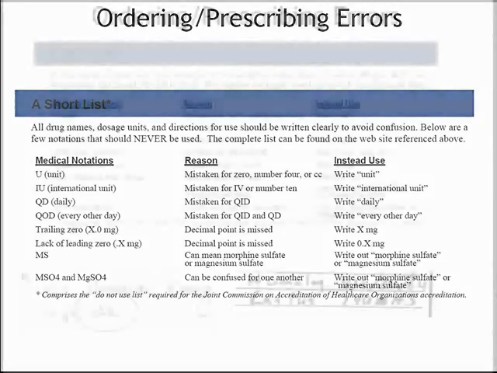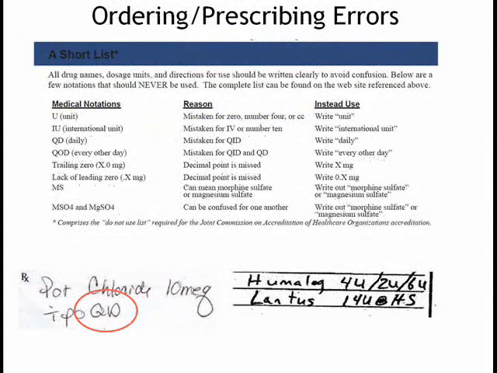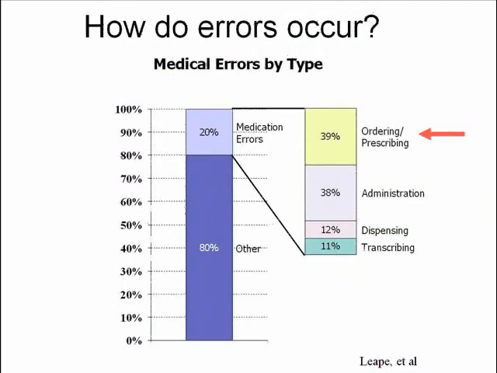For example, the abbreviation for every day is QD, and the abbreviation for every other day is QID. A poorly written prescription could easily cause these two abbreviations to be mixed up. Poorly written prescriptions can affect whether or not the correct dosage is given to a patient.